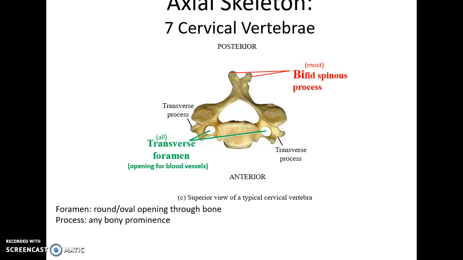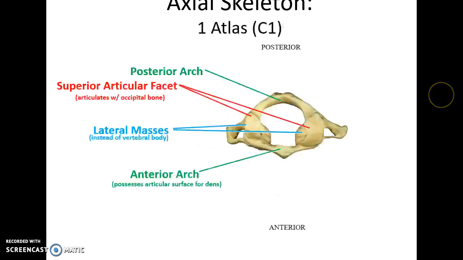The 7 cervical vertebrae have 2 special structures specific to them. They have the bifid spinous process, where their spinous process actually goes into a fork rather than a point. Although some of them don't, but for the most part they do. And then they have the transverse foramen. The transverse foramen are holes found in the transverse process, only found in cervical vertebrae.